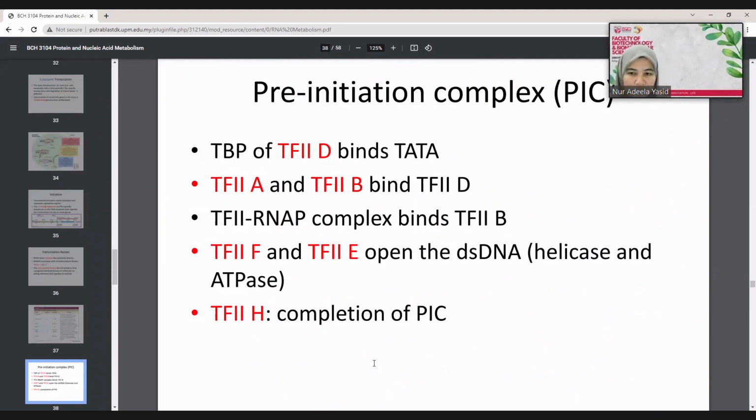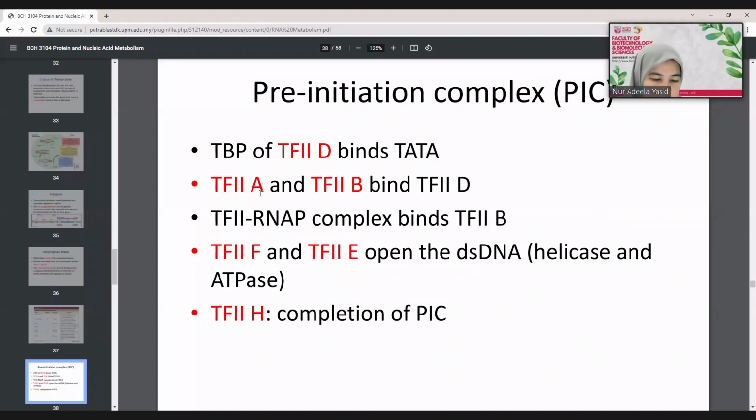Okay, now let's look at what happened in the pre-initiation complex. So what does it mean by pre-initiation complex? We have this promoter that contains a TATA box. The TATA box binding protein recognizes the TATA box.